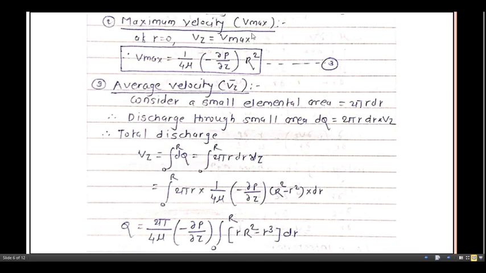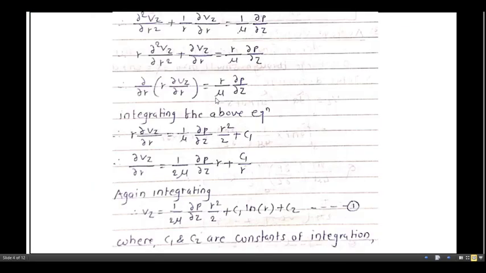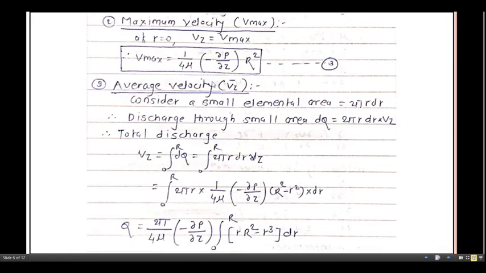Here the maximum velocity can be obtained when the radius is 0. If you see here, the radius becomes 0, means at the center of the pipe we can get the maximum velocity. You can get this in this way, 1 upon 4 mu into minus dabba p by dabba z into R square. Now the average velocity, that is vz bar.